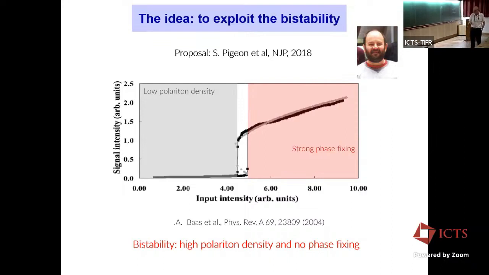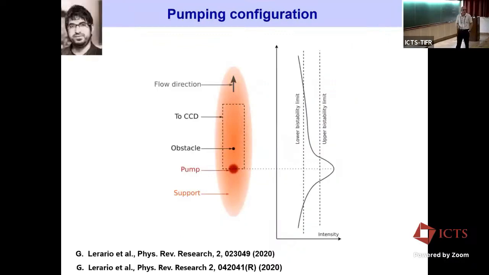And then we have changed the configuration of our excitation scheme in this way. So we pump our microcavity with a very large, elongated spot like this. Here we have what we have called pump, but all this is the pump laser. Here, the intensity is very high, above the upper bistability limit. So in this region here, we fix the phase of our fluid. We generate a fluid which is propagating in this direction.